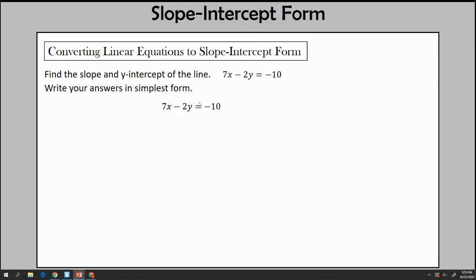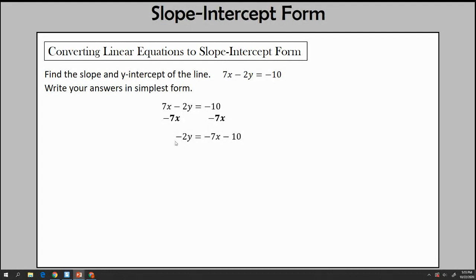I want to isolate my negative 2y. I want to isolate the y term, so I'm going to have to subtract 7x. 7x minus 7x is 0. Not like terms, so I'm going to list them next to each other. So negative 2y equals negative 7x minus 10.